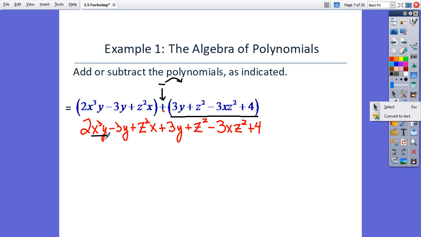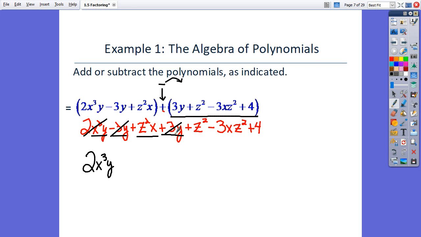So this one looks like it's done, though. There's nothing else down the row. So I like putting a mark through when I'm done. Now let's do negative 3y. Do I have any other? Yep, there's a positive 3y, and I don't have any more. And those would cancel each other out. 0y, they're gone.